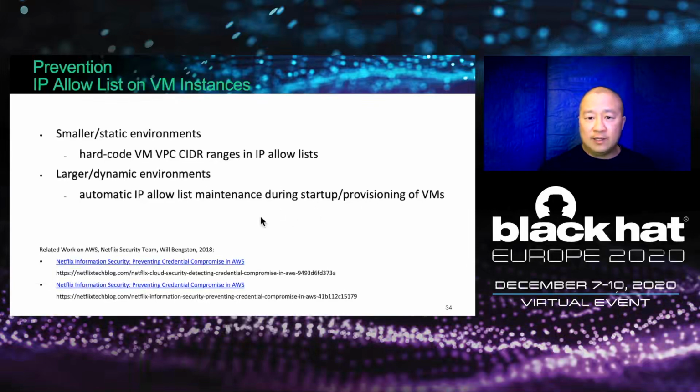That is overhead, that is work, but it could very well be worth it to gain the benefit of the IP whitelisting. There's been some related work for AWS, not GCP, by the Netflix security team, and I encourage people to read that for good ideas that could be applied to GCP.